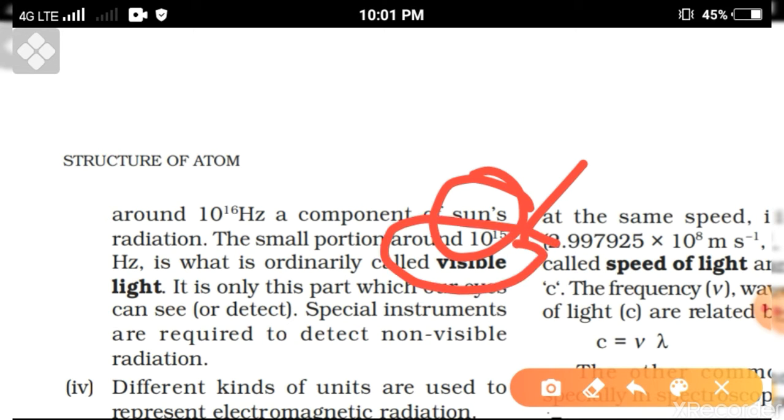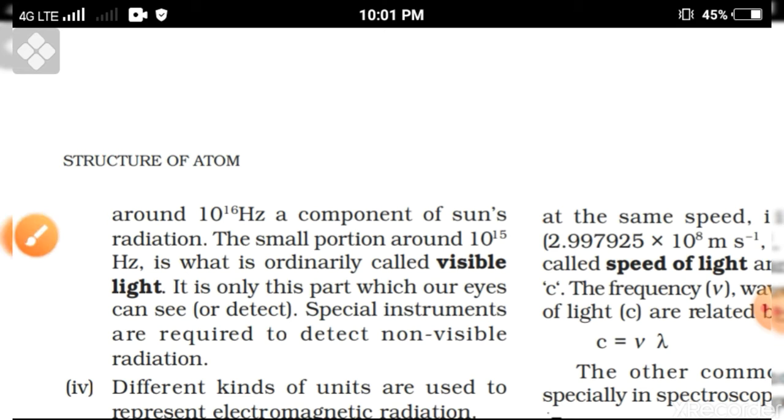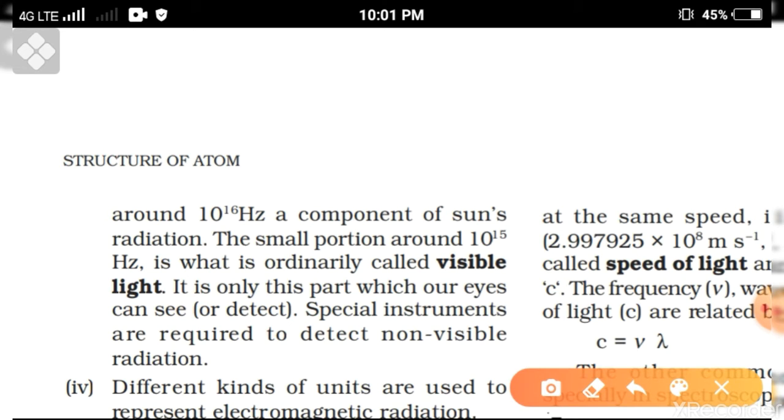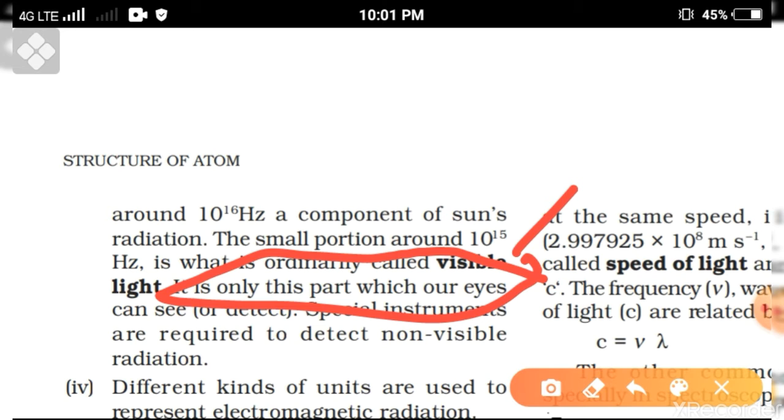This is called visible light, visible rays. Their range is approximately 10⁻15 hertz. So this is known as visible light or visible rays. Understand? It is only this part which our eyes can see. तो ये एक ही ऐसा part है. This is the only visible part. Visible light, that we can see easily.